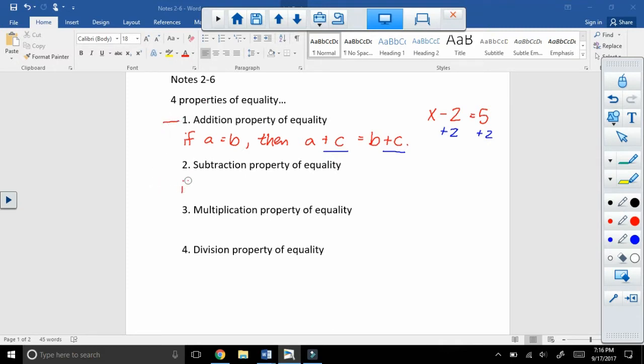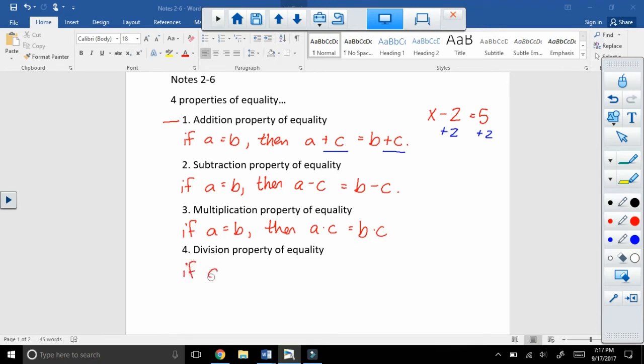I'll go through these next ones fairly fast. In the subtraction property of equality, you start with something that's equal, like A equals B. Then you can subtract the same thing from each side of that equation. In the multiplication property of equality, you start with something that's equal, like A equals B. Then you can multiply each side of the equation by the same thing, and you have another true equation.